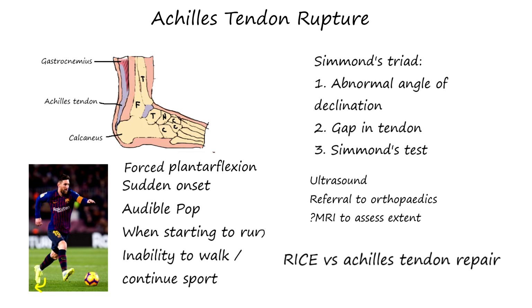The Achilles tendon is the unification of the gastrocnemius, soleus, and plantaris muscles, and it inserts onto the calcaneus to allow plantar flexion of the ankle. Achilles tendon rupture occurs when a substantial force is applied to the tendon. 80% of these happen during athletic activity.